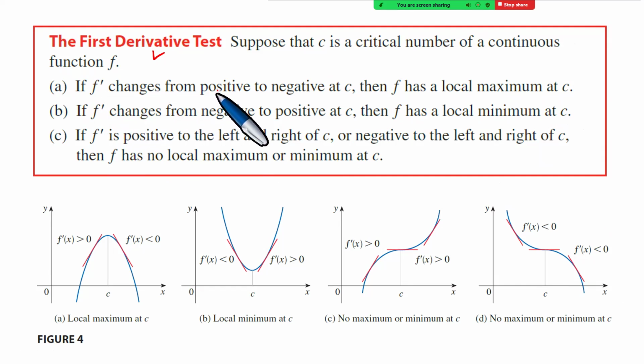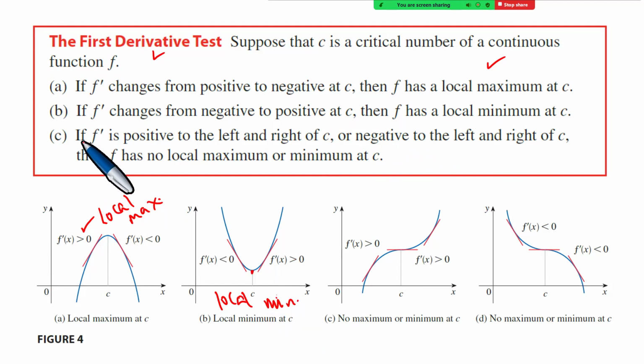If f prime changes from positive to negative at c, then f has a local maximum at c. If f prime changes from positive, bigger than 0 here, to less than 0 here, then we say f has a local max. If f prime changes from negative, less than 0, to positive, bigger than 0 at c, then f has a local minimum. So this, you can see, is sort of the lowest possible point, and we say we have a local minimum point.